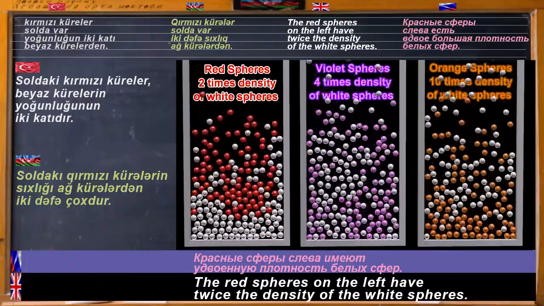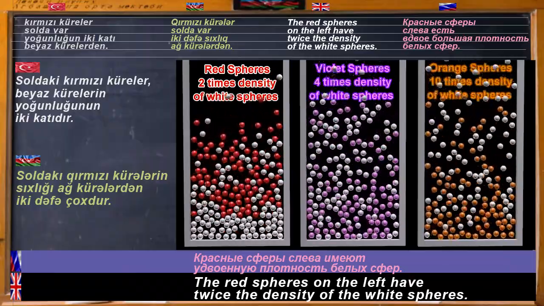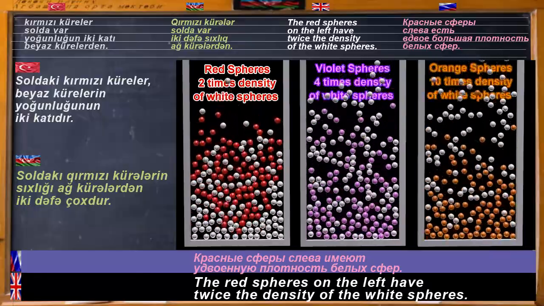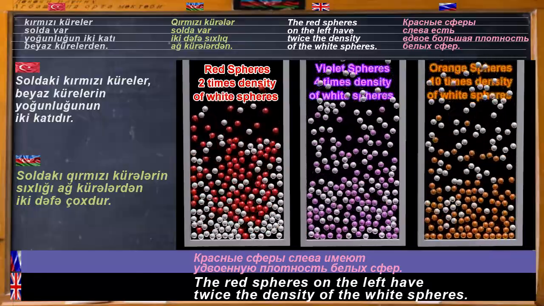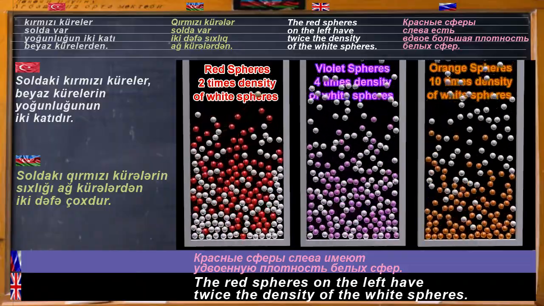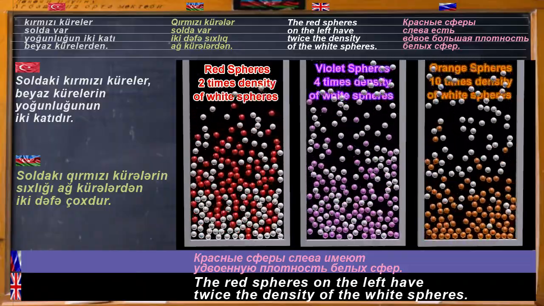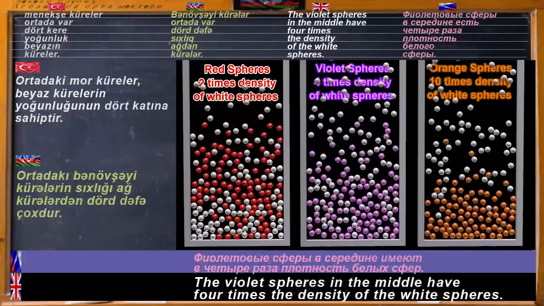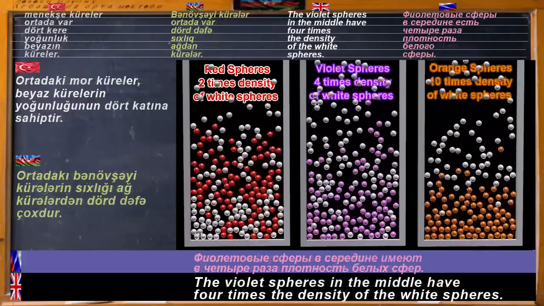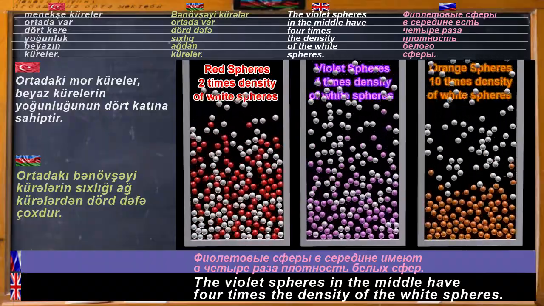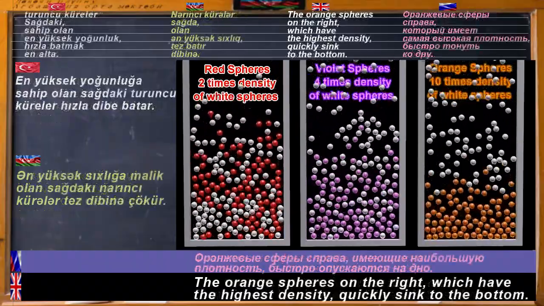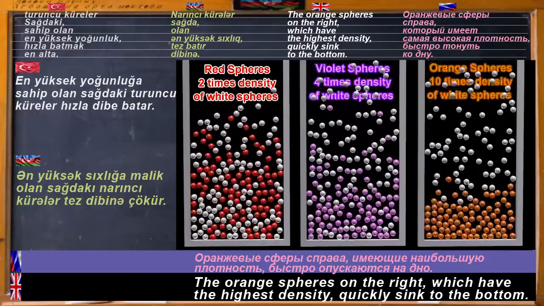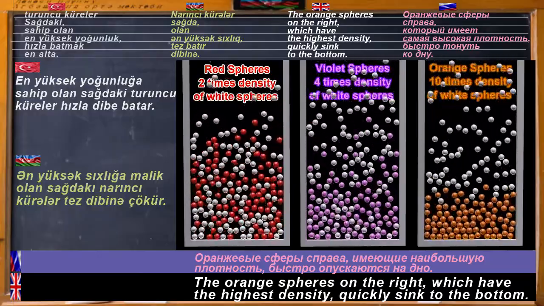The red spheres on the left have twice the density of the white spheres. The violet spheres in the middle have 4 times the density of the white spheres. The orange spheres on the right have 10 times the density of the white spheres. The orange spheres on the right, which have the highest density, quickly sink to the bottom.